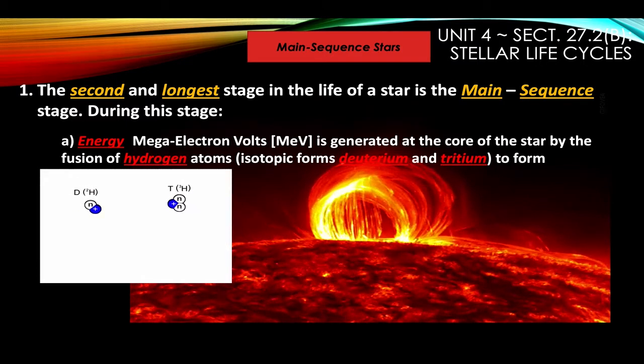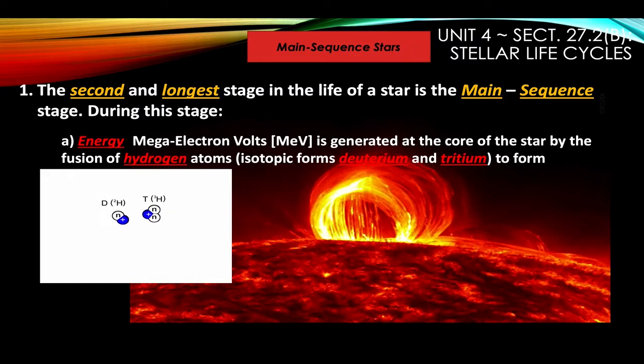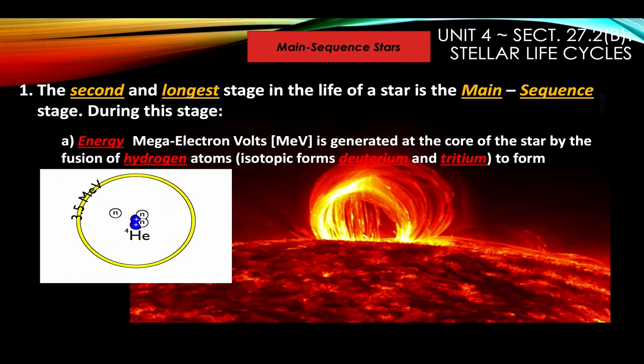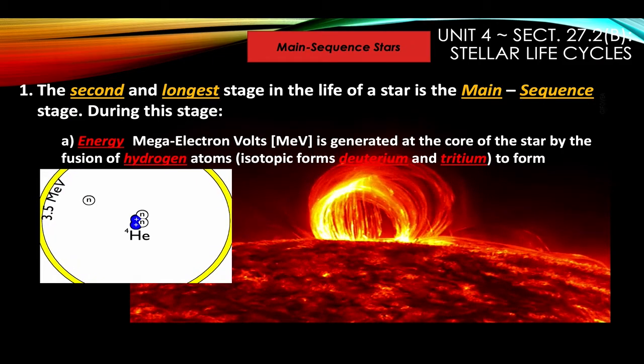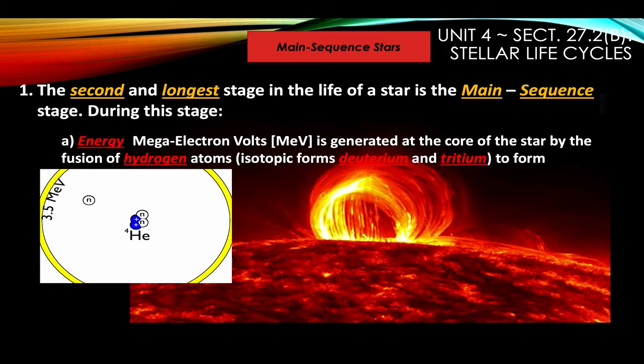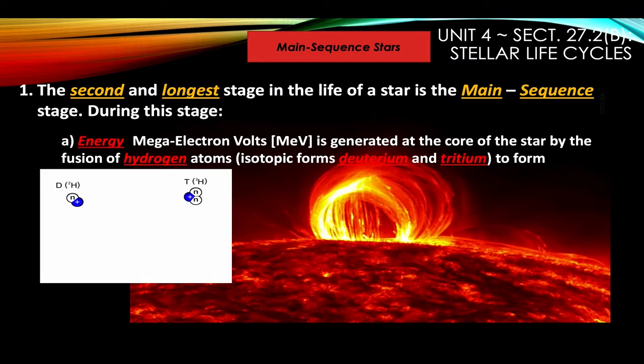The little graphic here shows deuterium, D, and the T for tritium. The 2 protons are what define an element. So it releases a neutron and 3.5 million electron volts. That's a lot.